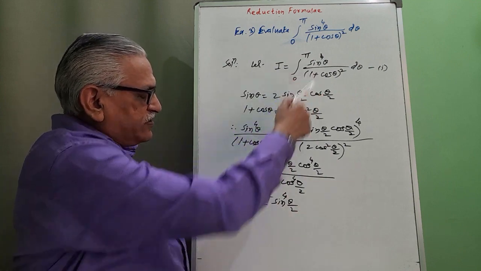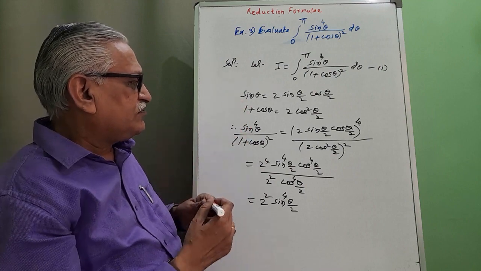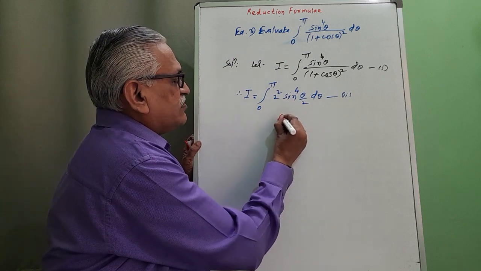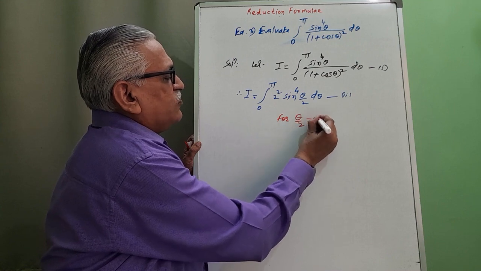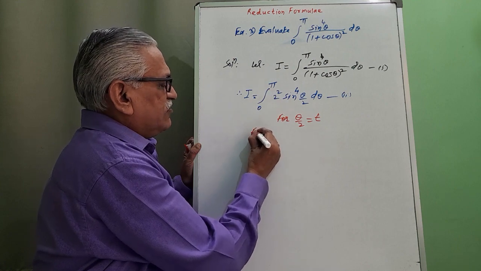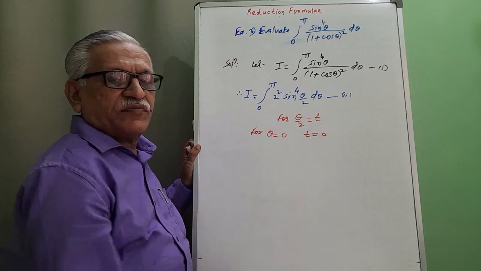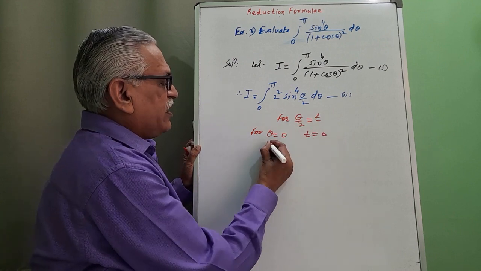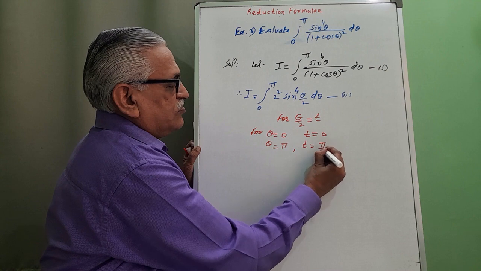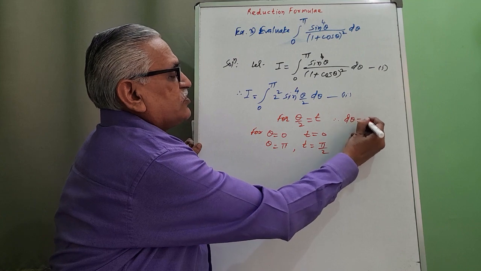Therefore, we replace this term by this new term, and therefore in that integral, we put the new substitution for theta by 2 as some new variable t, suppose. Then we get the new limits. For theta equals 0, we get t equals 0. And for theta equals pi, we get t equals pi by 2. And differentiating this, we get d theta equals 2 times dt.